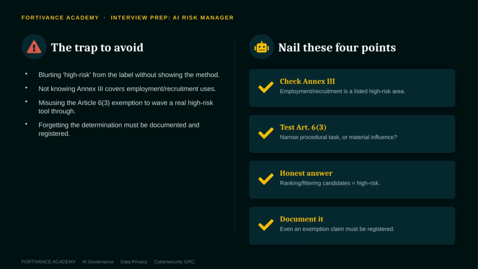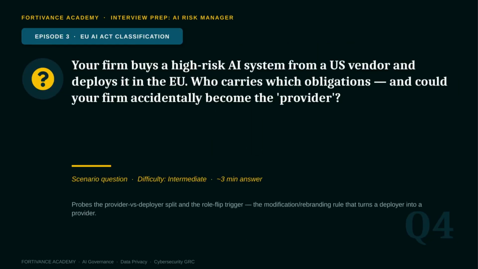To lock in question 3, avoid the traps on the left, they're what quietly sink candidates, and hit the 4 points on the right for a confident, defensible answer. Next up, question 4. Question 4 is the provider versus deployer question, and the sting is in the tail. What's tested? Do you know the obligation split?